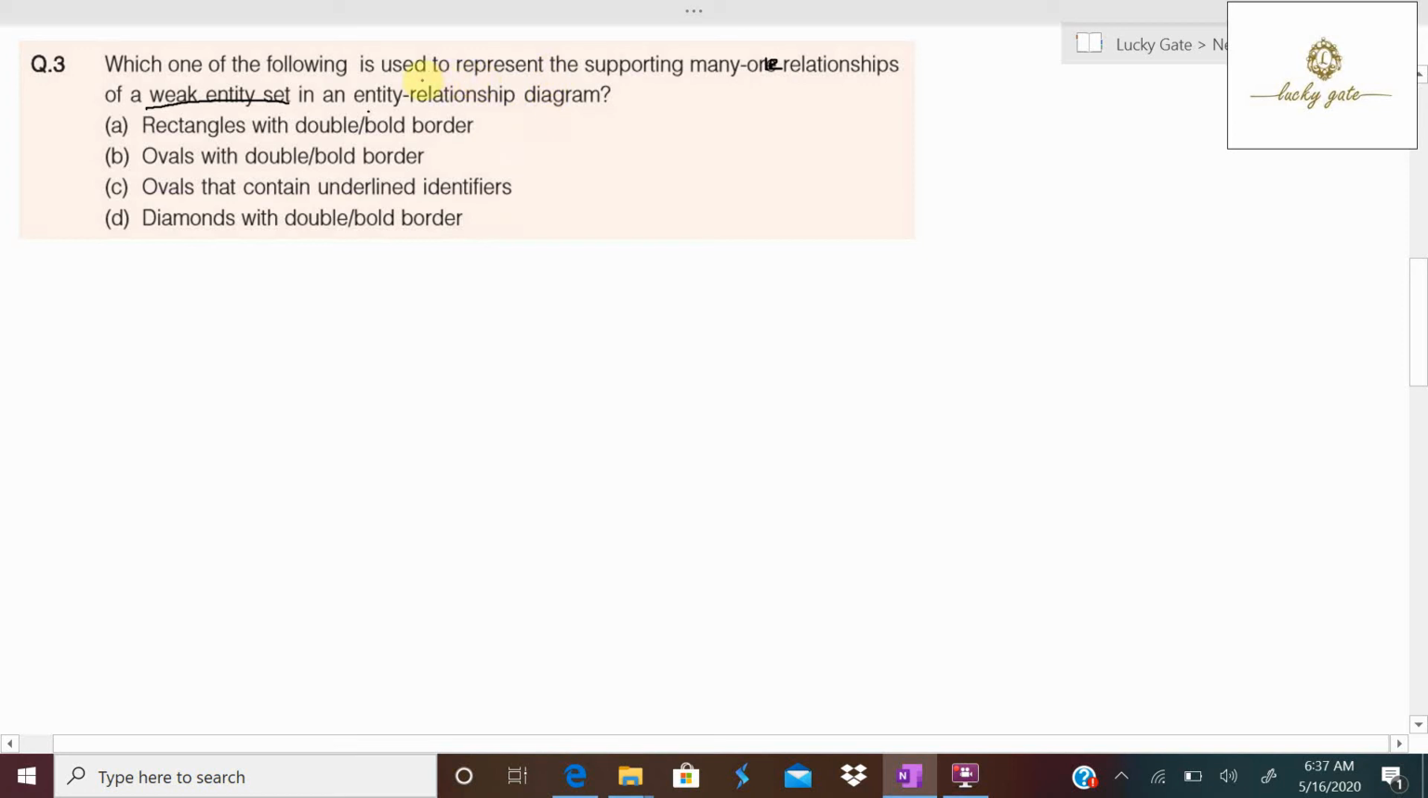But observe the question carefully. The question given is, which one of the following is used to represent the supporting many to one relationships? Okay, it is asking for the relationships of weak entity set, meaning it is asking the symbol for the relationships of weak entity set. The relationships of weak entity set will become weak relationship. Weak relationships in ER model are represented with a double diamond symbol.